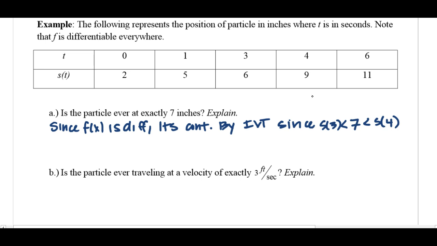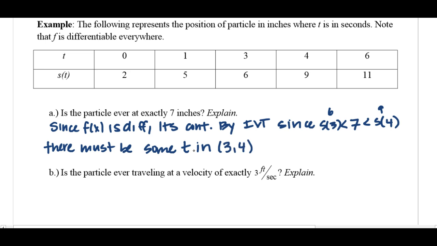So since 7 is between s of 3, which is 6, so you wouldn't actually write the 6 above it, but just for our own knowledge and information to understand this problem, since s of 3 is less than 7, and 7 is less than s of 4, with s of 4 being 9, there must be some t in the interval from 3 to 4.